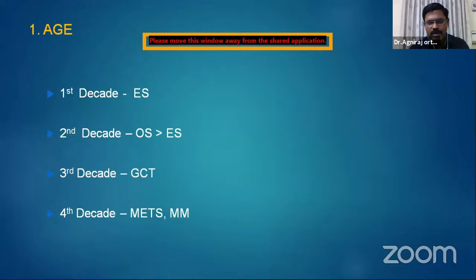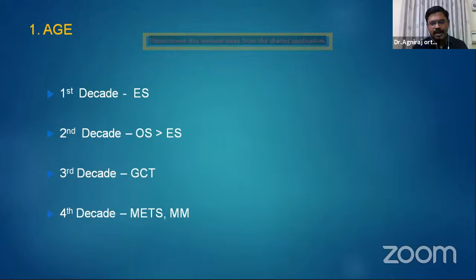Second decade it is osteosarcoma. The most common age group is 5 to 15 years or 20 years. So I'm talking about primary osteosarcoma. The most common malignant bone tumor of long bones is osteosarcoma. It is common in the second decade. First decade it is Ewing sarcoma.